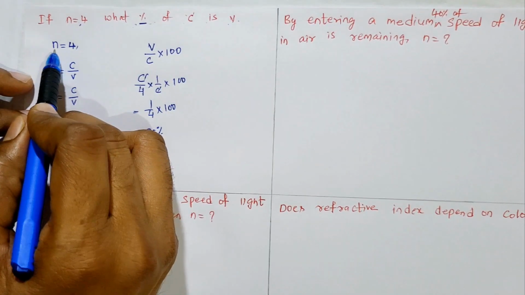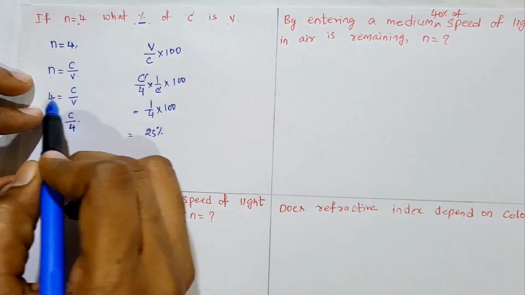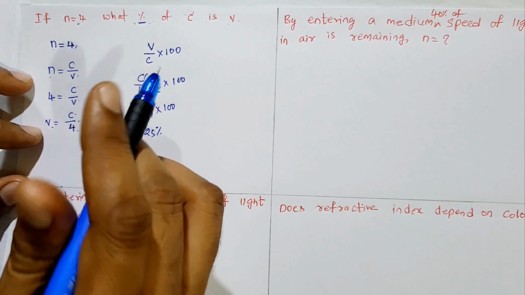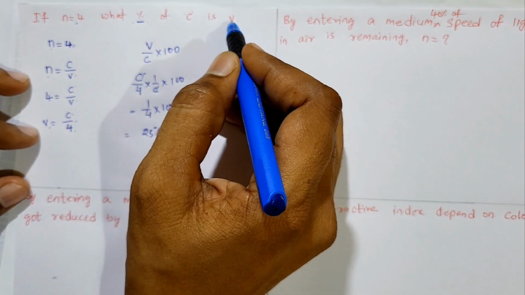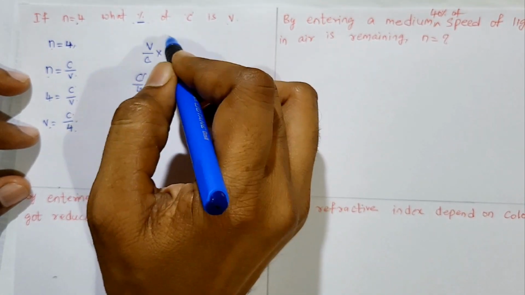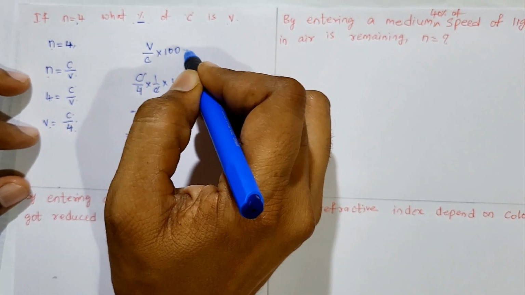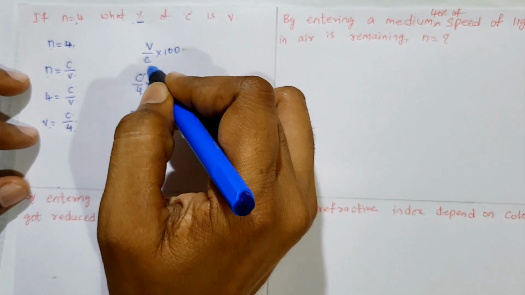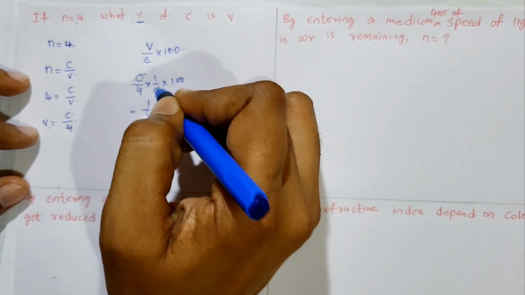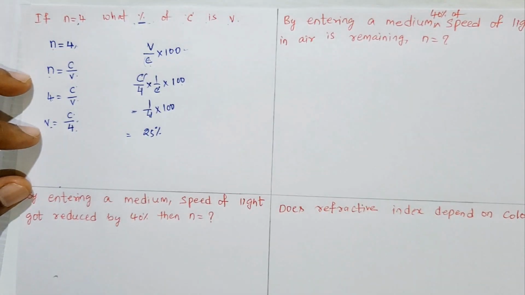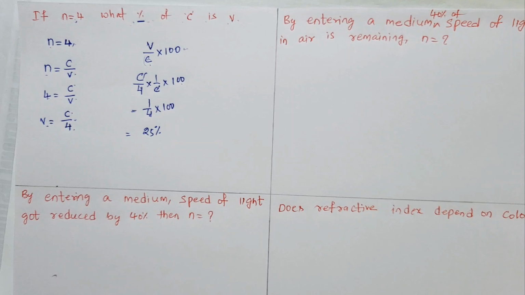First find V. n is equal to 4, n is equal to c by v, so 4 is equal to c by v, which gives v equal to c by 4. Clear? Now, to find what percentage of c is v, the formula is v by c into 100. You should know the basics of percentages. V by c into 100, v is c by 4, so c by 4 into 1 by c into 100. c cancels, 1 by 4 into 100, which is 25%. This will be the answer.